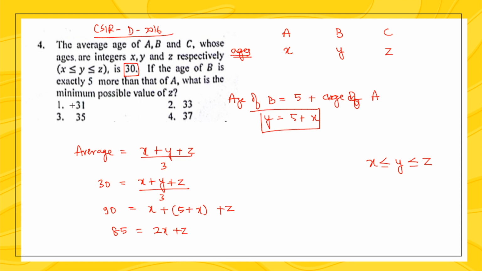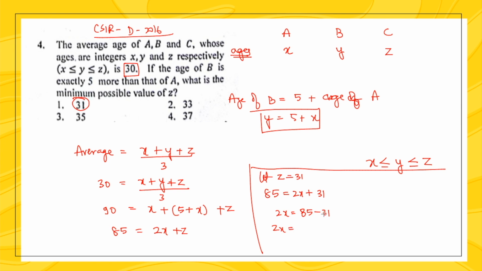Now you have to play with the options. From the options, the minimum number here is 31. So we will let z equal 31. So if z is 31, what we will get is 85 equals 2x plus 31, or 2x is equal to 85 minus 31, since 31 will come this side. So 2x will become how much? 54. So x will become 27. So is it an integer? Yes, it is an integer. Okay, so x becomes 27.